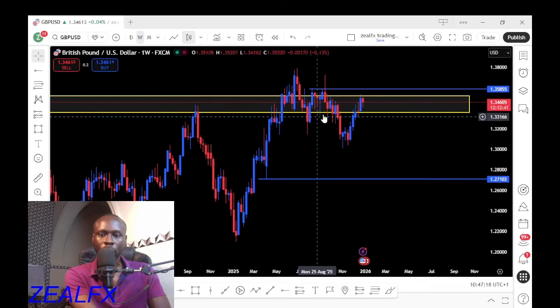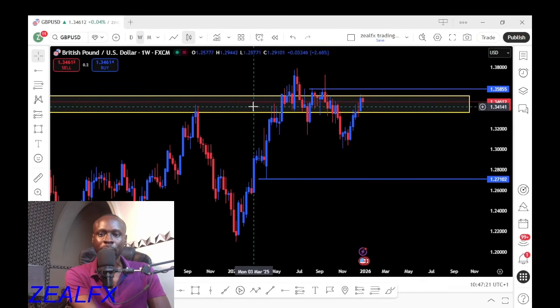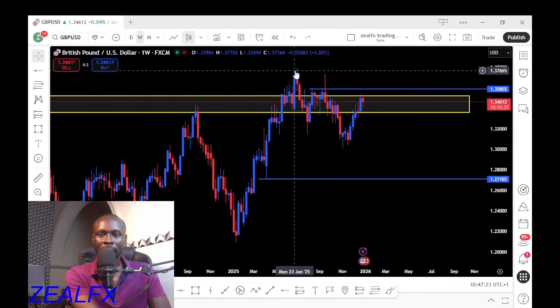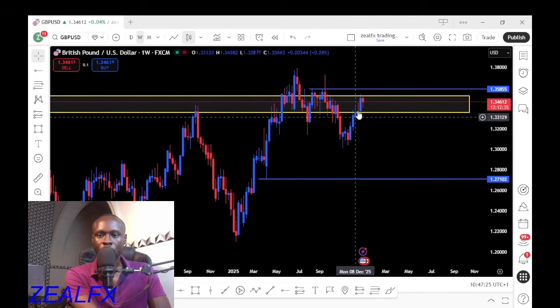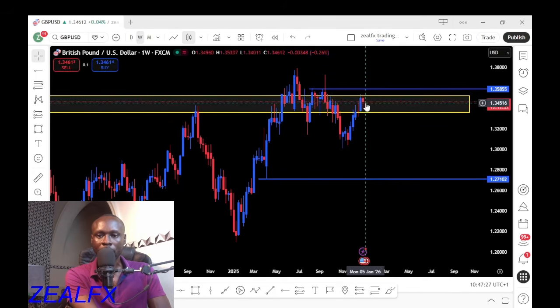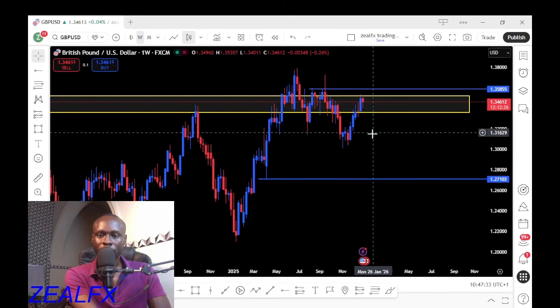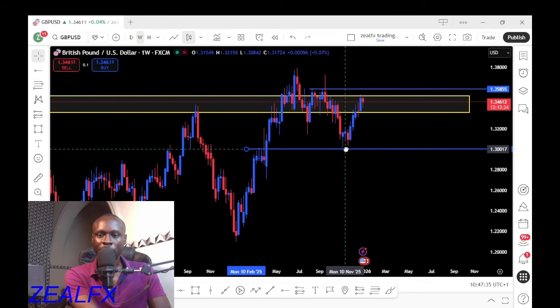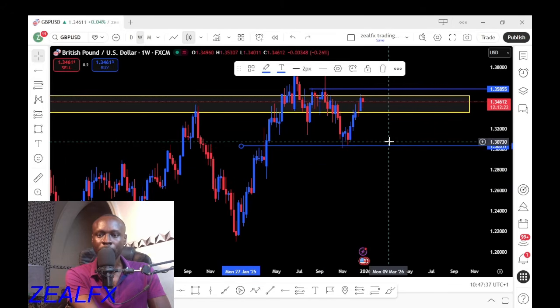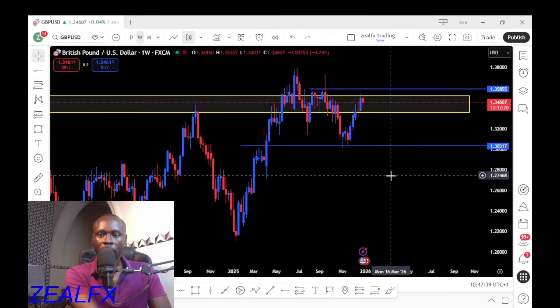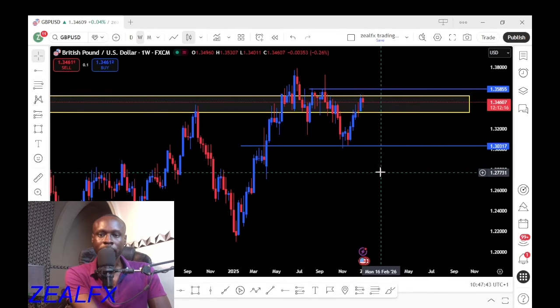And if you also check the structure of the market on the weekly chart on the Great British Pound USD, we have a higher high and a lower high, and price is also creating a series of another lower high, which can trigger a bearish trend on the weekly chart. So we also have this level in view for the weekly chart for the Great British Pound USD. So let's go back to our daily chart.